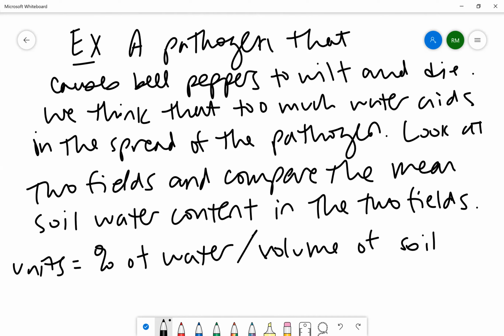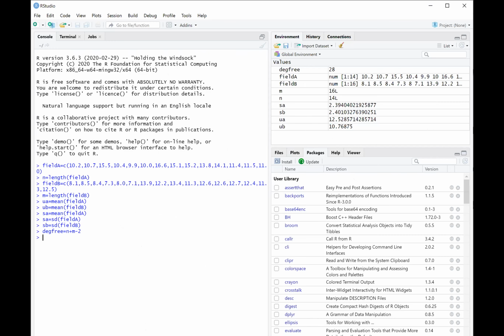All right, so I've entered this data into RStudio already, so we can go to RStudio and take a look at what is there. So we have these two fields, and I'm going to scribble out a piece of this that we don't need. You can ignore that piece right there. And what we need to do is run this t-test.